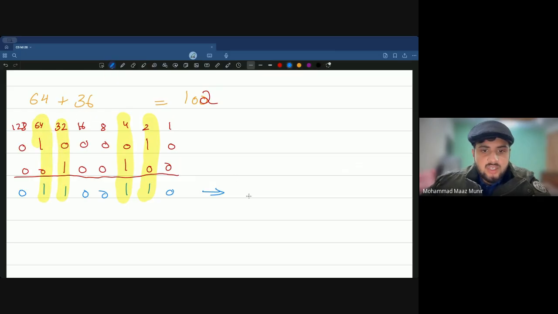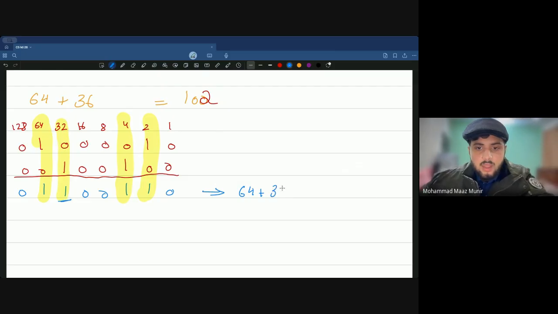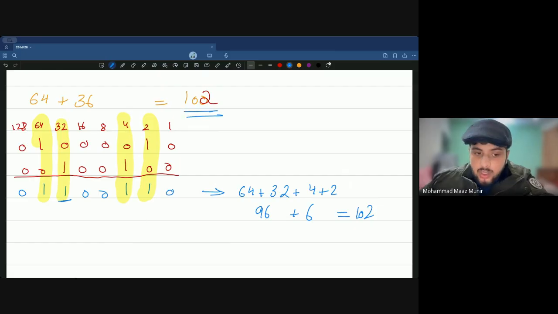So it's basically 64 being added to 32, being added to 4 and 2. So we know that 64 plus 32 is basically 96, and 4 plus 2 is 6. 96 plus 6 is basically 102, which is 100% similar to the one which we had originally. This clearly verifies and proves that whatever binary calculation we just performed is 100% right.